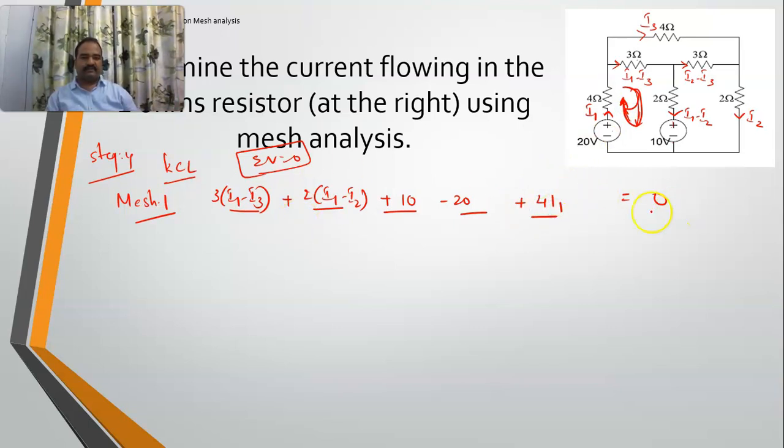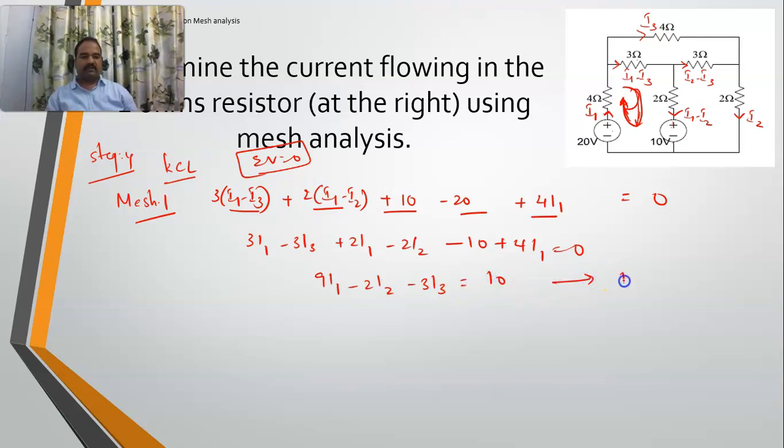Now you simplify this equation, you expand this one, and you will get 9I1 minus 2I2 minus 3I3 is equal to 10. This is equation number 1.